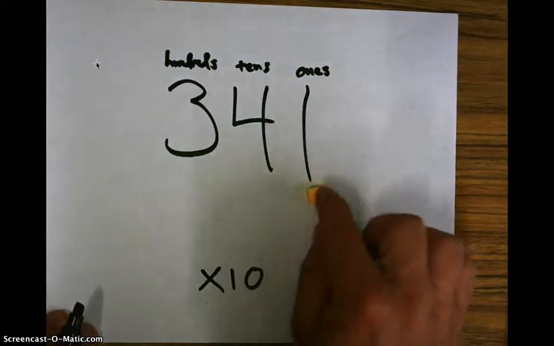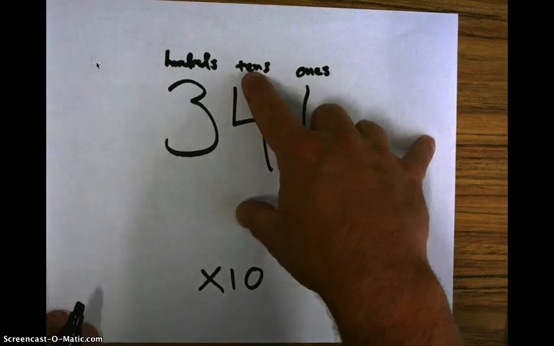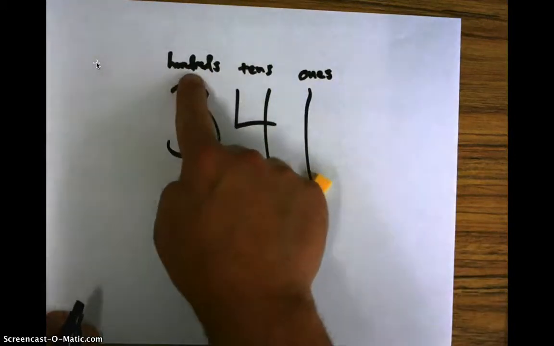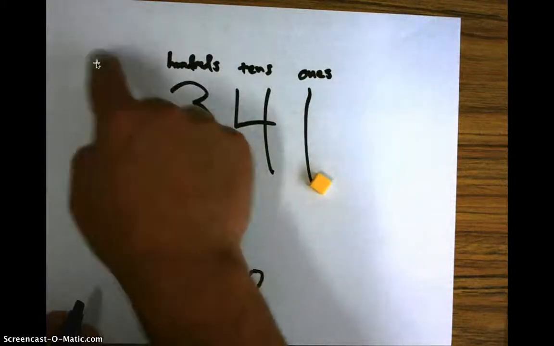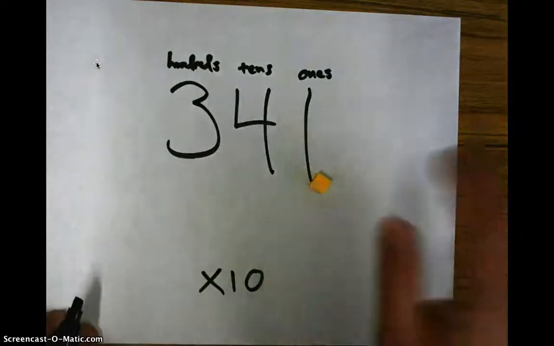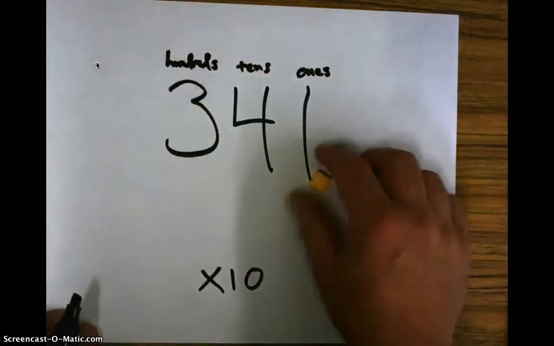So ones, well, 1 times 10 gives me 10. 10 times 10 gives me 100. 100 times 10 gives me 1,000. 1,000 times 10 is 10,000. 10,000 times 10 is 100,000. 100,000 times 10 is 1,000,000. You get the idea. It keeps going up times 10.